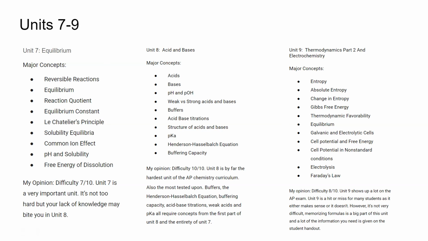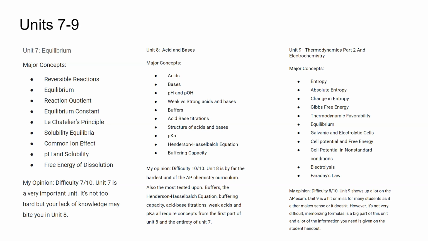Unit 8 is definitely very, very hard. Me and Andrew would give it a 10 out of 10 in difficulty. It's tested heavily on the AP exam. Buffers, the Henderson-Hasselbalch equation, buffering capacity, acid-base titrations, weak acids, and pKa all require concepts from the first part of Unit 8 and Unit 7.